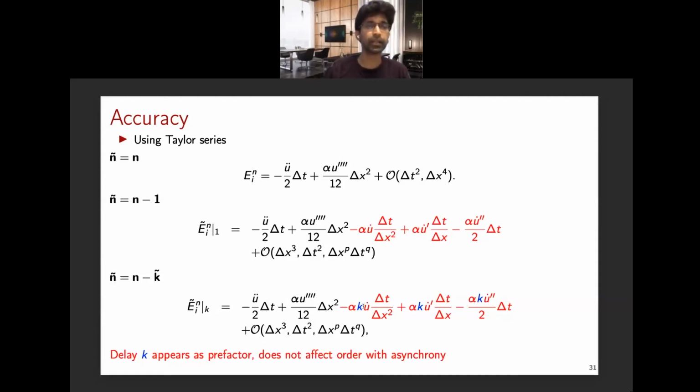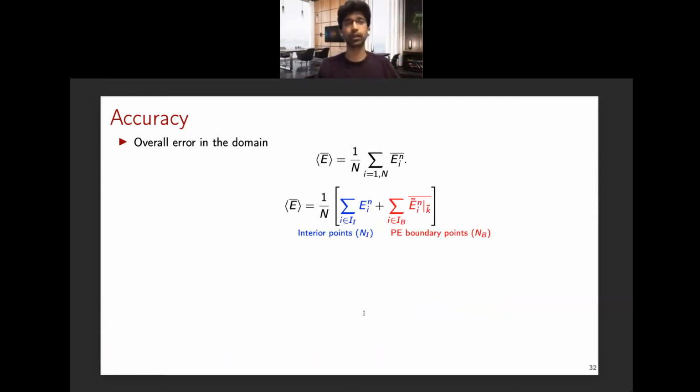And here you would see that the factor k does not affect the exponents of either delta t or delta x, but it appears as a prefactor. That means this is consistent with what we have observed in the numerical experiments, where we saw that with increase in the amount of delay, we don't change the order of accuracy of the scheme. That means the exponents of delta t and delta x are not getting affected. But what we are changing is the magnitude of the error, where k is appearing as a prefactor for the error terms.